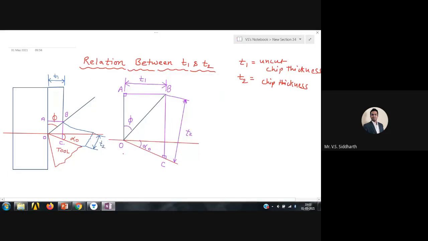See here. What is this angle? If this is phi, you can see clearly that it is 90 degrees. OA line and the reference line is 90 degrees. This is the reference plane. Now what is this angle? Tell me what should be this angle? Can I write it 90 minus phi? Do you have any problem if I write it like 90 minus phi?